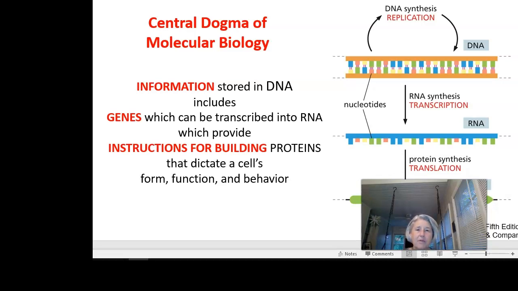But that DNA information is organized into discrete units that we call genes. These genes individually can be transcribed into RNA molecules, another main type of biomolecule. These RNA molecules provide the instructions for building a particular protein, and these proteins do the jobs that dictate a cell's form, function, and behavior.